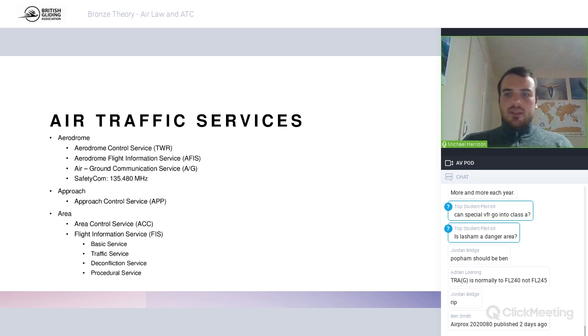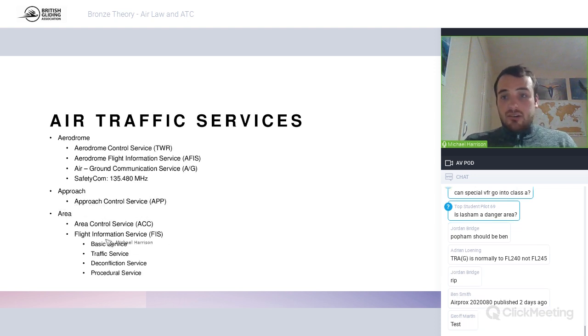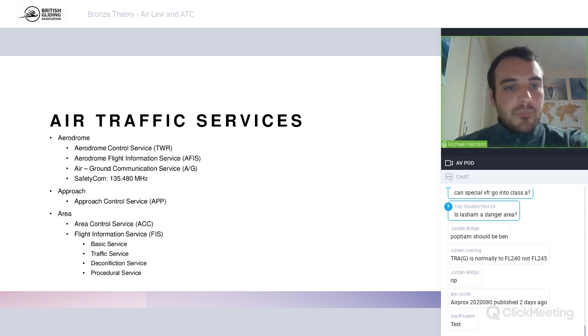This is just a little bit more detail about the air traffic services. So what you can expect in an aerodrome environment, in the area around an aerodrome, which we call an approach environment, and in an area environment, which is when you are en route. So at an aerodrome, you can either get an aerodrome control service from a controller, an aerodrome flight information service from a FISO, or an air ground communication service from an air ground operator.